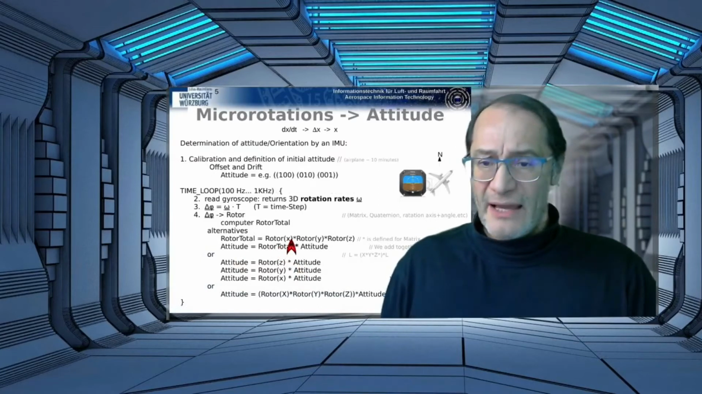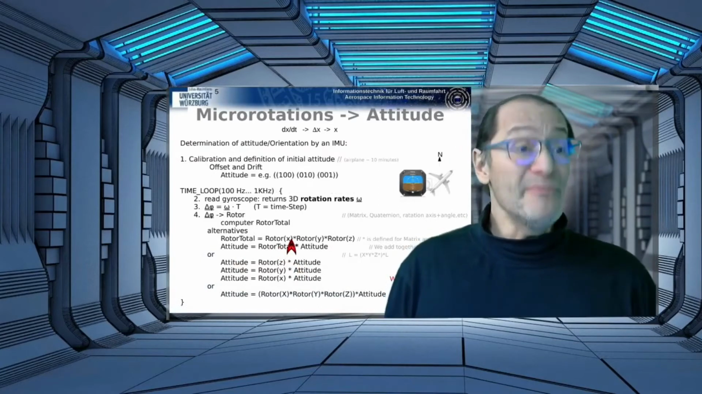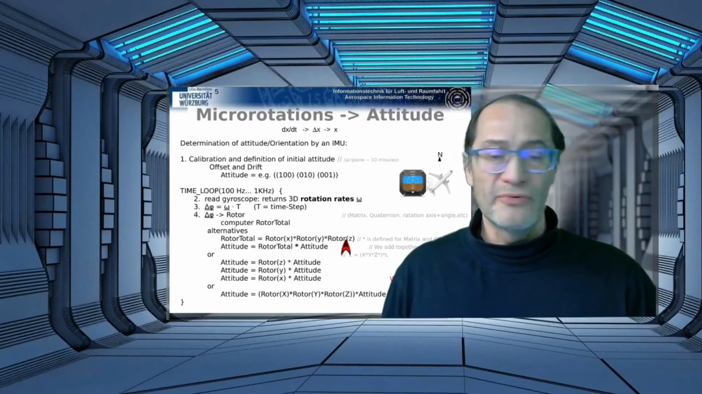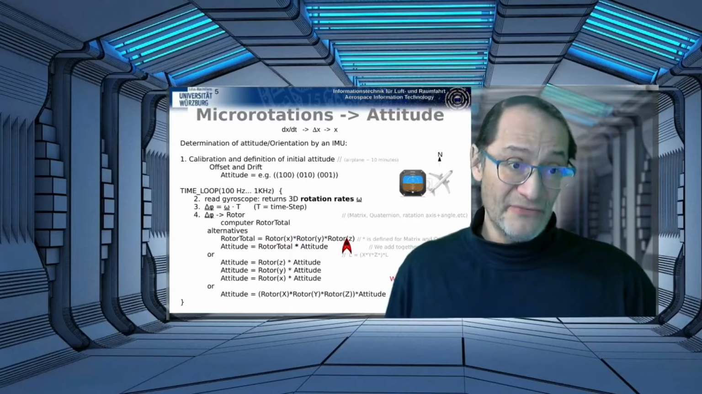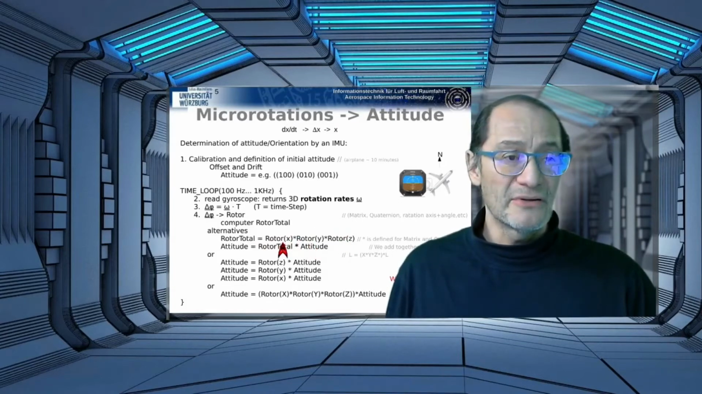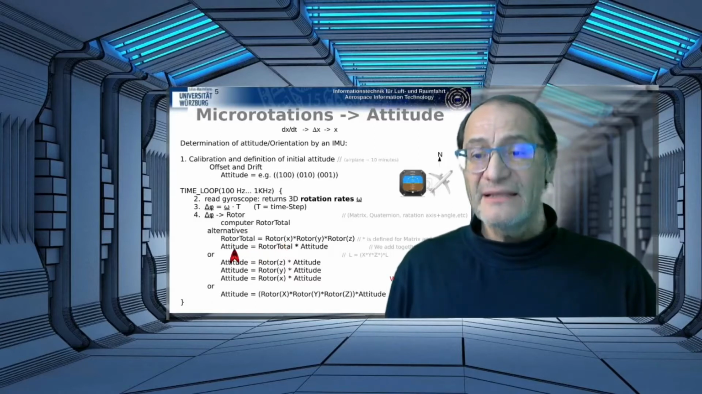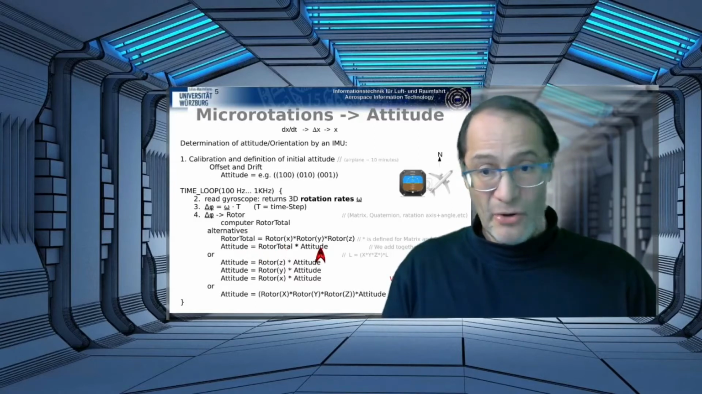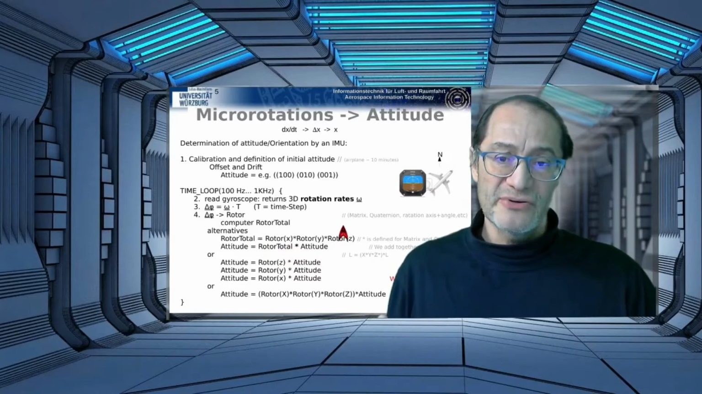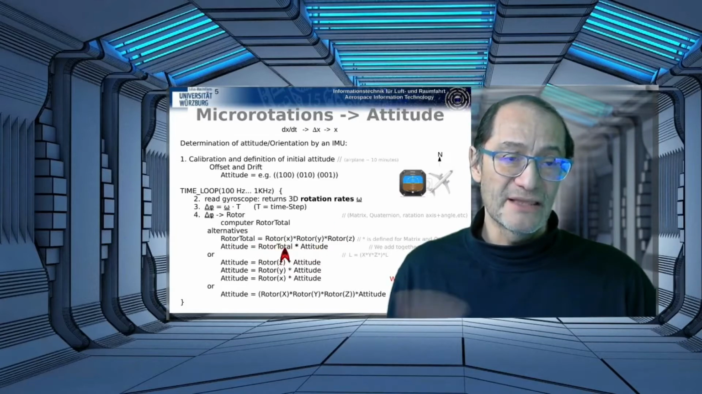First, do you remember we have 3 measurements? Then we compute the total rotor. And the total rotor will be the multiplication of first z, then the rotor on y, and then the rotor of x. Then the new attitude will be the old attitude multiplied by the total rotor, which is composed by these 3 rotations in 3 axes.